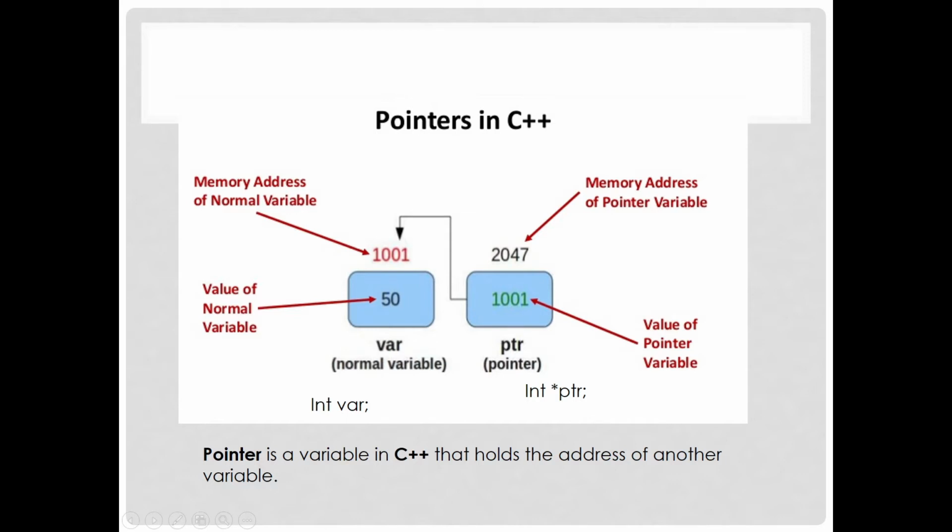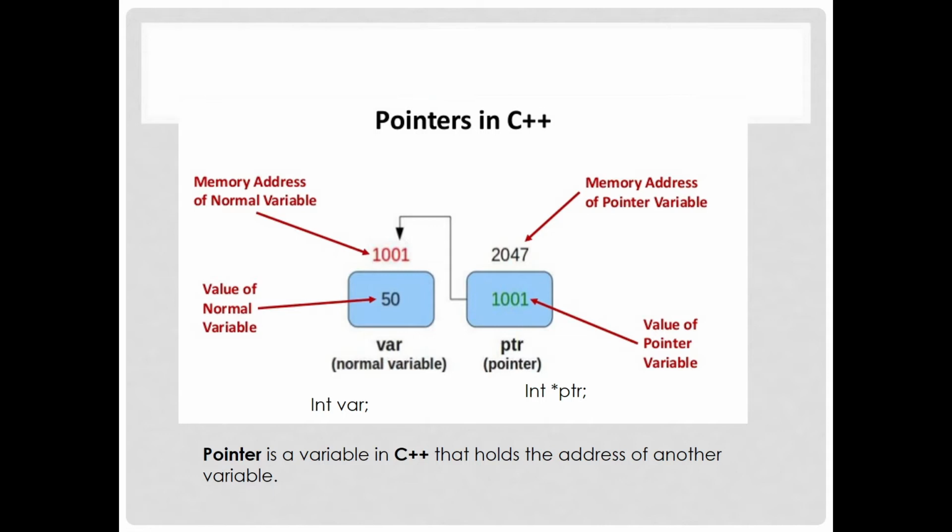So this is a normal variable var, which is equal to 50. Suppose you take int var, the value is going to be 50. This is the value of a normal variable, and the memory address of this normal variable is 1001. A pointer holds the address of a particular variable. And this pointer has its own address, 2047, which means 2047 is the memory address of this pointer variable, which holds 1001.